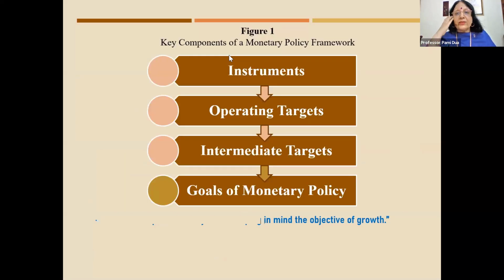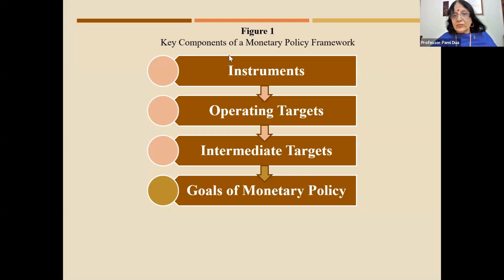Before I go into the monetary policy frameworks that we've had since the mid-1980s, let me very quickly give you a schematic representation of what is a monetary policy framework. In a monetary policy framework, we have instruments, operating targets, intermediate targets, and goals of monetary policy. Goals of monetary policy: economic growth, price stability. We can also add financial stability, and exchange rate stability. All those are clear to us. But how do we achieve these goals?